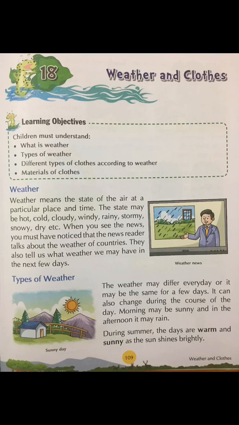The state may be hot, हवा गर्म हो सकती है. Cold, that means ठंडी हो सकती है. Cloudy मतलब बादल हो सकते हैं. Windy मतलब air बहुत तेज से चल रही हो. Rainy, that means बारिश हो रही हो. Stormy means बहुत तेज से आंधी तूफान हो. Snowy means snowfall. Dry means बहुत ही रूखा मौसम. These all are the types of weather.